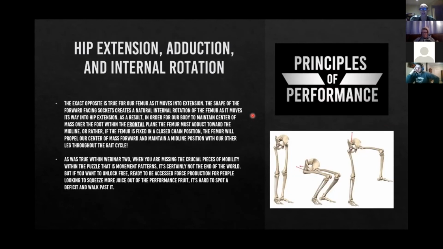This slide is super easy. It's the opposite. The hip is so easy. Hip extension, adduction, and internal rotation. The exact opposite is true for our femur as it moves into extension. The shape of the forward-facing socket creates a natural internal rotation of the femur as it moves its way into hip extension. I'm going to pause it there.